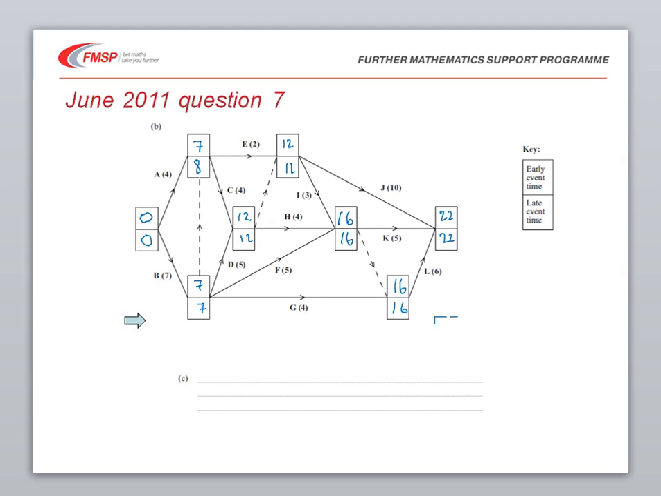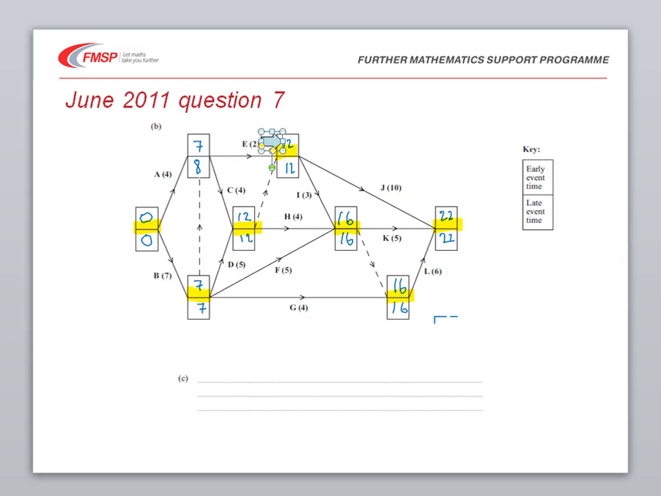The next part of the question asks us to look for critical activities. What I would say to you is that to do that, it's worth looking at those events where the early time and the late times are the same. There's quite a lot of them in this particular question, because activities which join these critical events may be critical activities. However, we have to be careful. We've got to look at the late time of the second event, minus the early time of the first event, minus the duration.